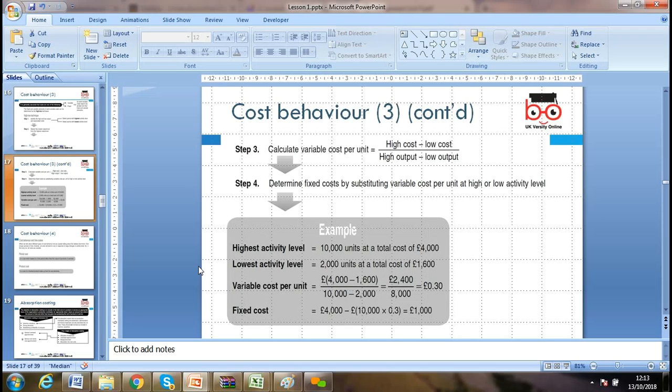We can check it. 10,000 units times 0.3 gives us 3,000 cost. The total cost is 4,000, so 3,000 will be variable and 1,000 is fixed. What we learn is that fixed cost stays fixed no matter the level of output, up to the full capacity level. Now looking at 2,000 units, 0.3 for 2,000 units gives 600 as your variable cost and the 1,000 again will be your fixed cost.